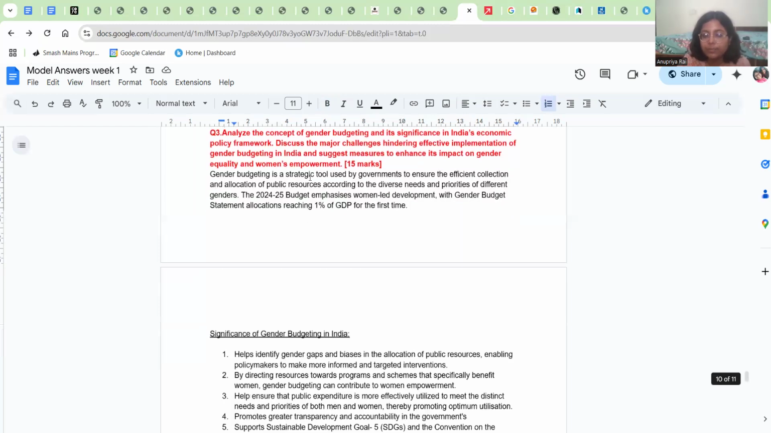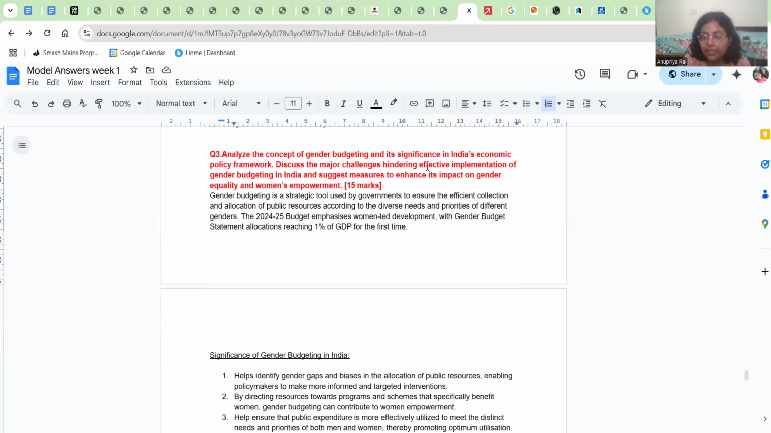And then analyze the concept of gender budgeting and its significance in India's economic policy framework. Discuss the major challenges hindering effective implementation of gender budgeting in India and suggest measures to enhance its impact on gender equality and women empowerment. So it is a fairly big question, as you might have seen the trend. Two PYQ questions and the third one a 15 marker. It is based on PYQ, but it covers a lot more. Why? Because our goal is to keep on learning and understand how we'll be writing.